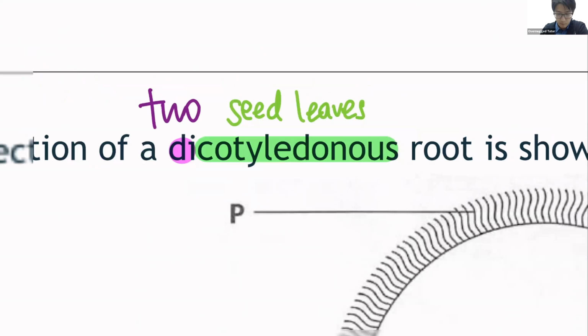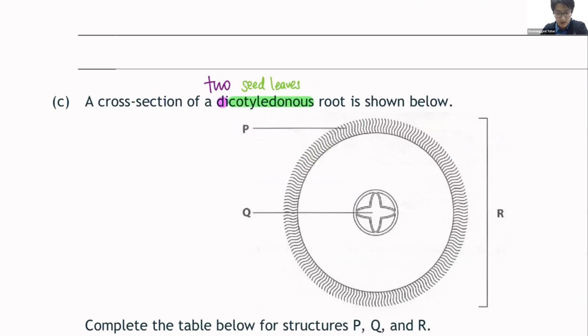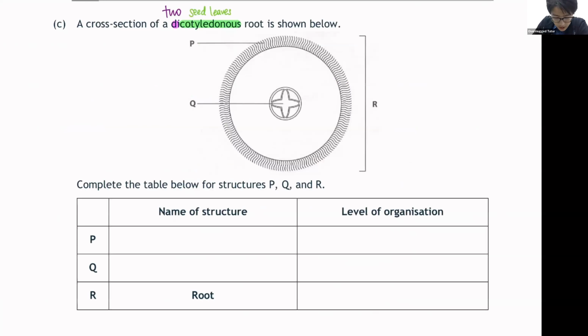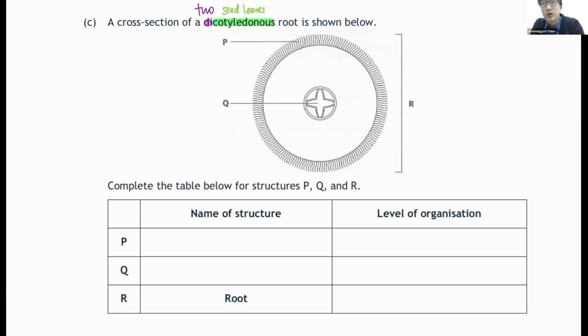Okay, so here we are looking at a dicotyledonous root. I have filled in a table for you where structure R is the root itself. I would love for you to try and name P and Q and then write down the level of organization. When you see this word level of organization, what answers am I looking for? What word to put in these blanks over here?